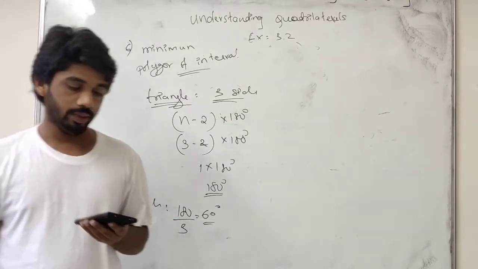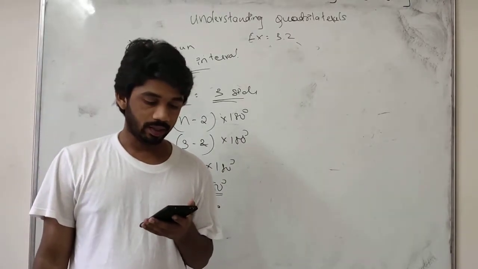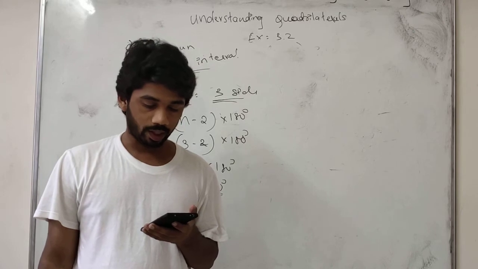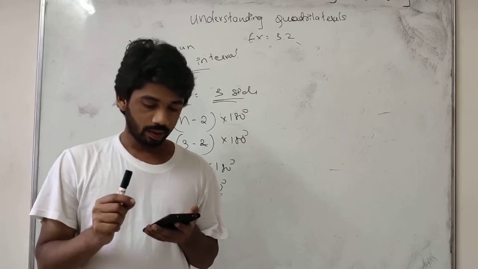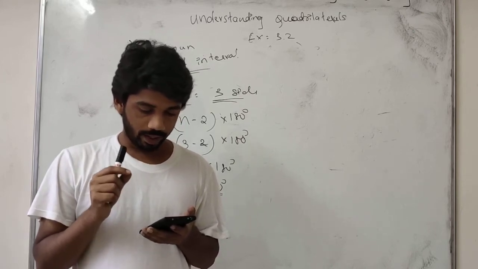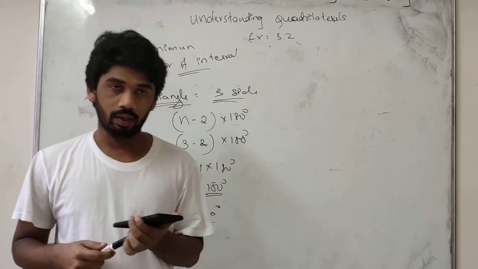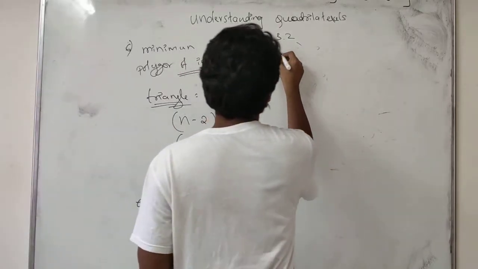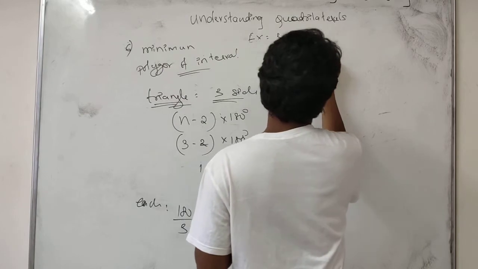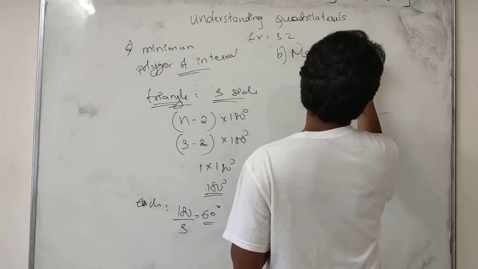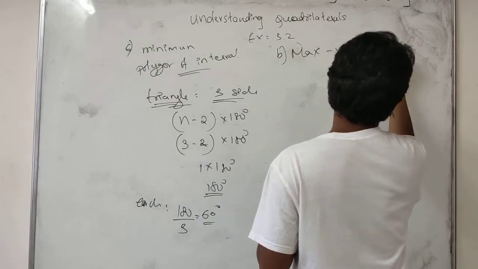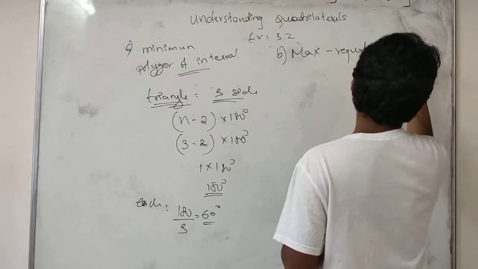Next, the sixth one, second question. What is the maximum external angle possible for a regular polygon? What is the maximum external angle possible for a regular polygon?